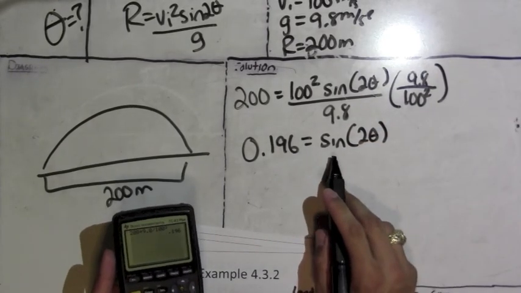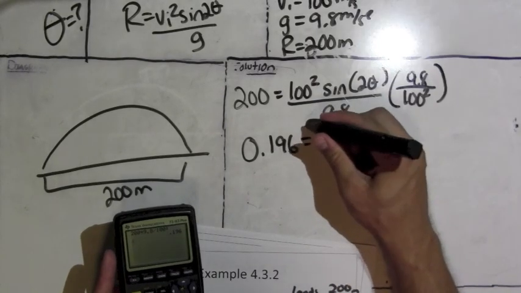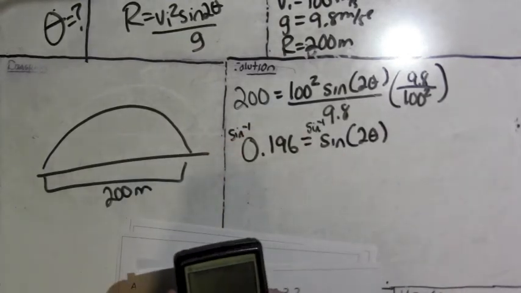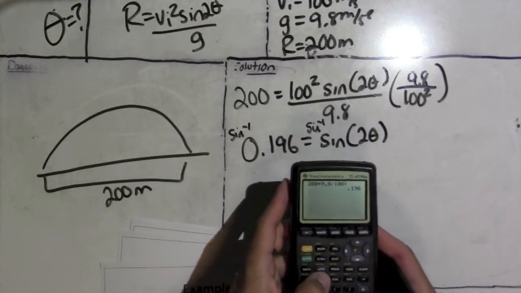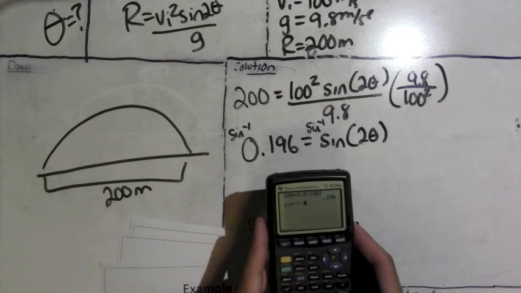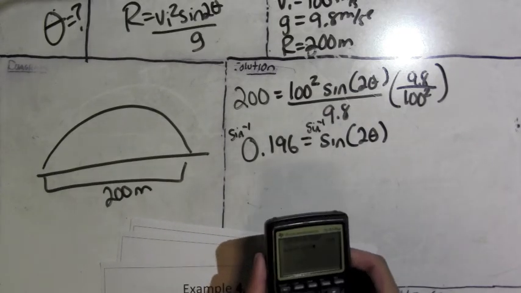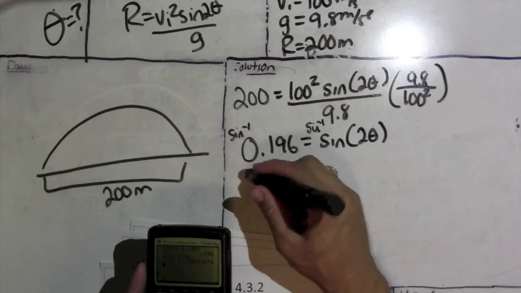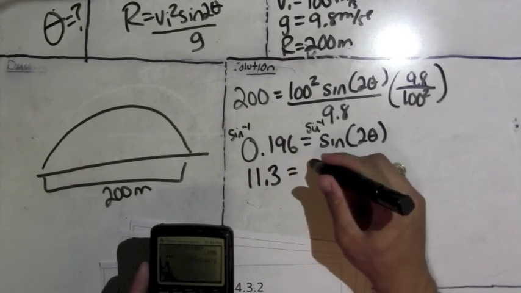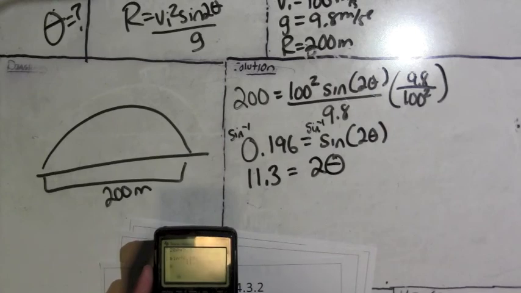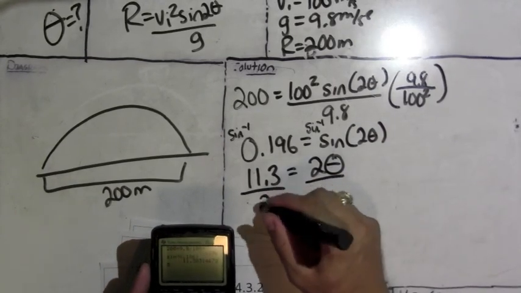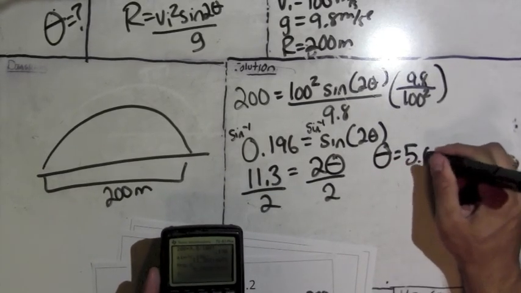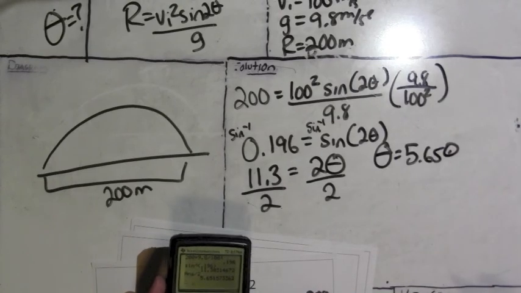Now remember, to get rid of a sine term, you have to do the opposite, which we call the inverse sine, which is sine to the minus 1. Do it to both sides, and when you do that on your calculator, remember it's the second sine button. So we hit second sine 0.196, and you get 11.3 equals 2 theta. So now we can divide both sides by 2, and we get theta is equal to 5.65 degrees. And that's the first answer.